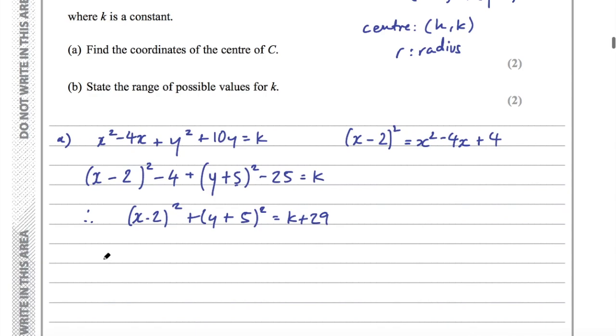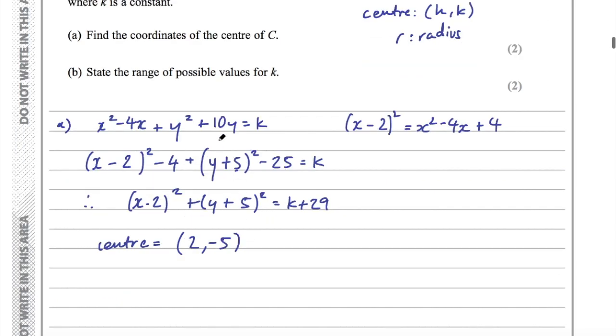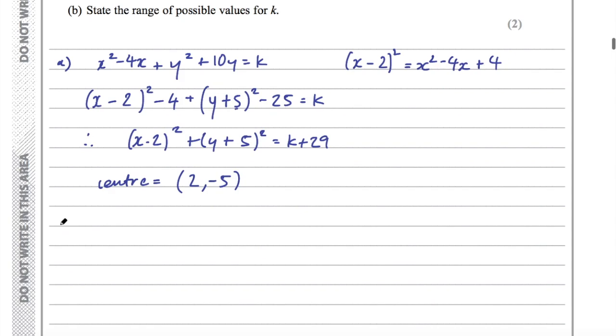So the coordinates of the center will be, remember, if it's a minus, then the coordinate is a plus. In the general equation we have x minus h squared, and therefore h is the coordinate. So here we have x minus 2 squared, so therefore 2 is the x coordinate. And here we have a plus, so the coordinate will be a negative 5. Okay, so we've answered part A.